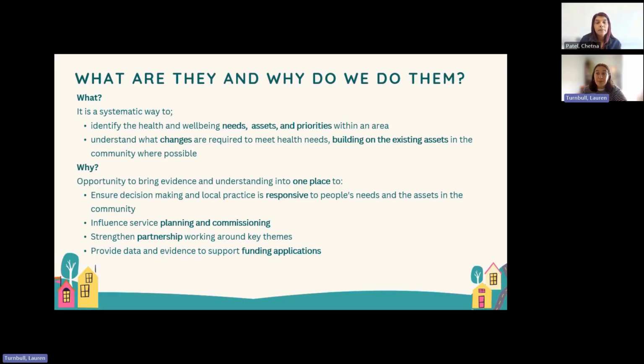And it's really important because it helps to ensure that decision making and local practice is responsive to the needs of the people that are living there, as well as the assets in the community. They also influence service planning and commissioning locally and strengthen partnership working with those that are all within that locality. And they provide lots of really useful data and evidence that can support funding applications, particularly for third sector partners who are in the area.